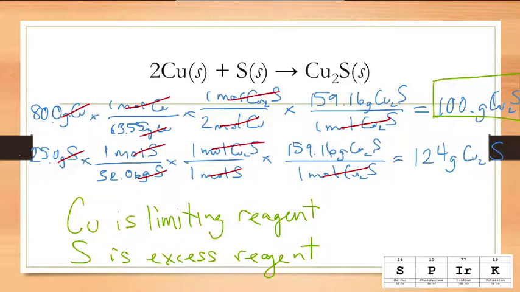And we also answered the second part of that question all in these 2 simple math steps. It asks us what's the maximum number of grams of copper 1 sulfide that could be produced, and we found that out. It's 100 grams. So we were able, with these 2 quick stoichiometry equations, to figure out that copper is the limiting reagent, sulfur is the excess reagent, and that we only produce 100 grams of copper 1 sulfide.